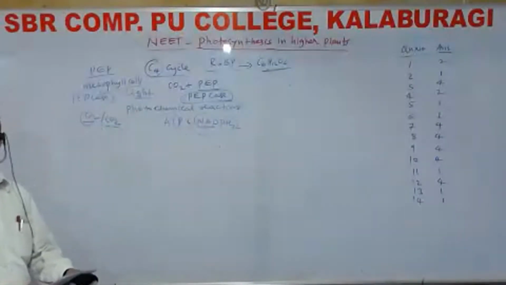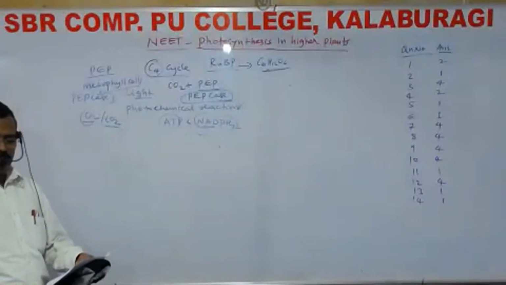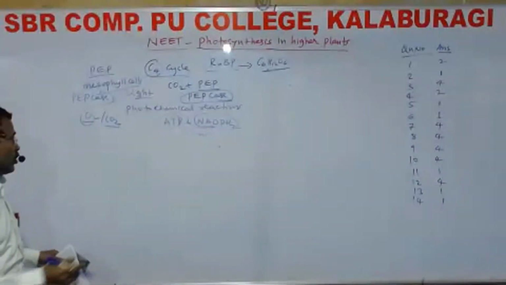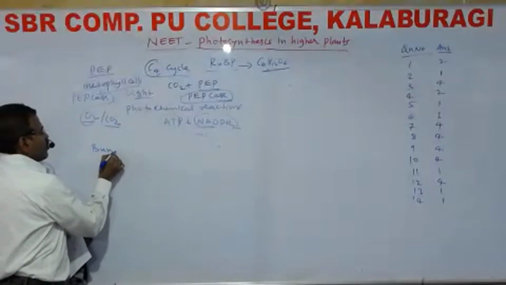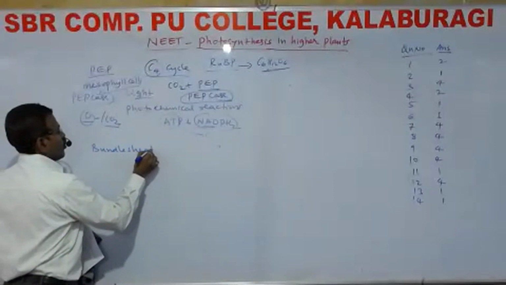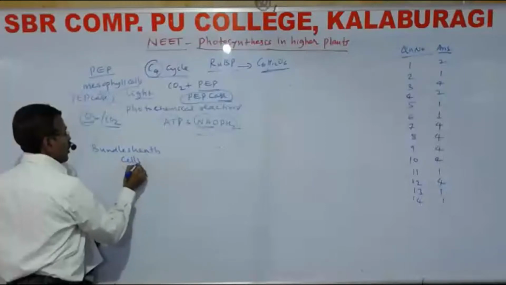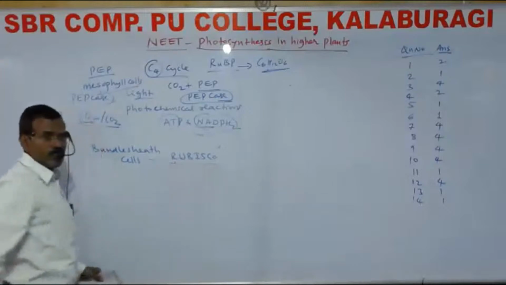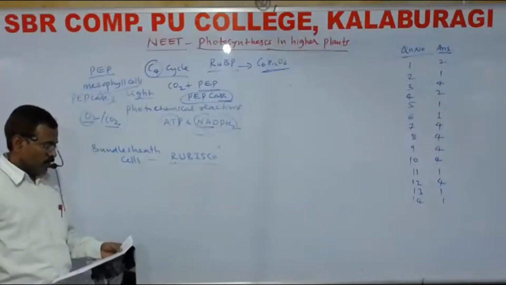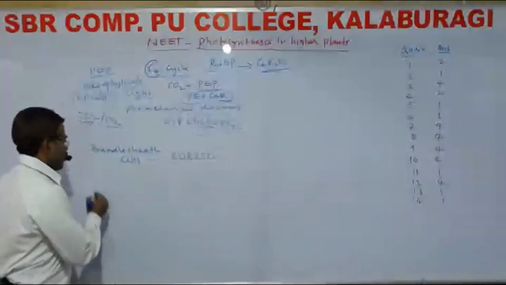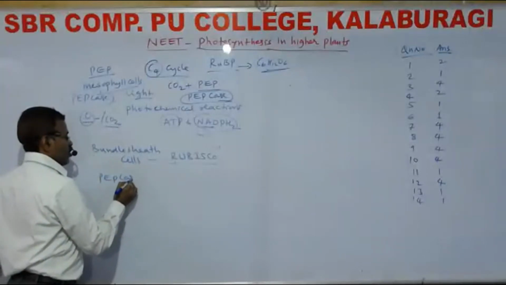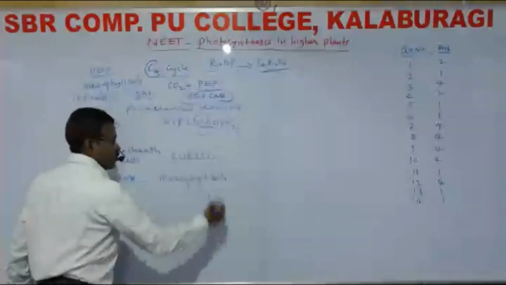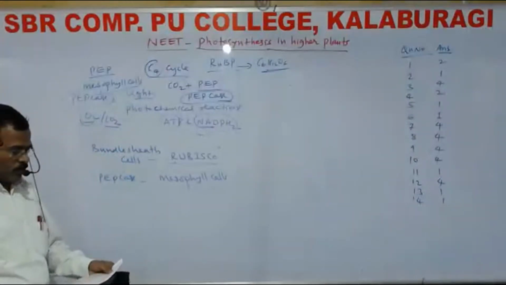Listen, bundle sheath cells. In C4 plants you have mesophyll cells and bundle sheath cells. In C4 plants, the bundle sheath cells, or chloroplast cells, have the Rubisco enzyme. Now PEP carboxylase, PEPase, is present in the chloroplast of the mesophyll cells.